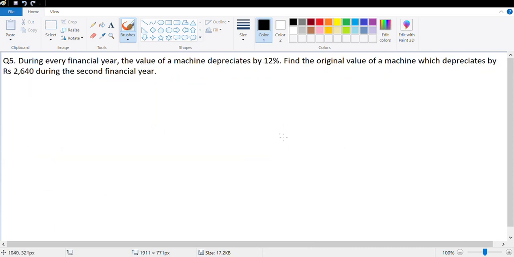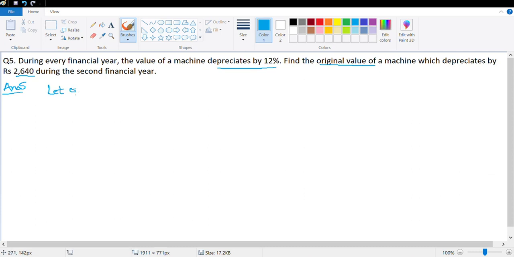The next question that we do is question number 5. It says during every financial year, the value of a machine depreciates by 12%, which means the value keeps going down, which means we are reducing the value. Whatever is the so-called interest, the depreciation value, we will reduce it. Find the original value of the machine which depreciates by 2640 during the second financial year.